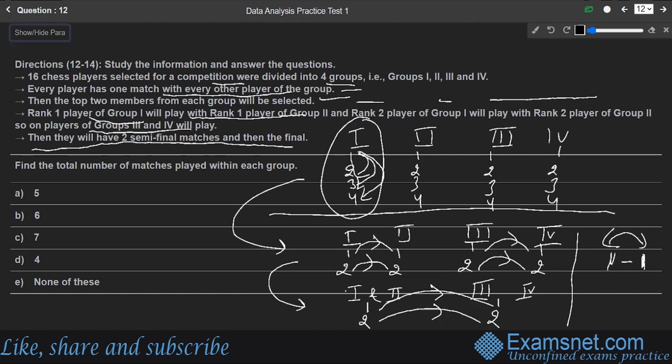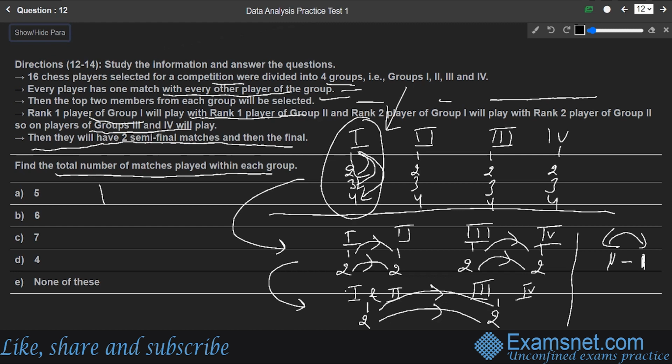So this is how the structure of the tournament has been planned. Now let us talk about the question. Find the total number of matches played within each group. How many matches are being played in each group? So let us talk about the first situation. The first group has 4 teams in it. They said each player plays with another player just one match. So how many matches are conducted in any of the groups?